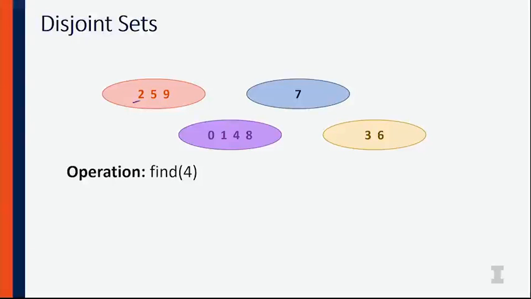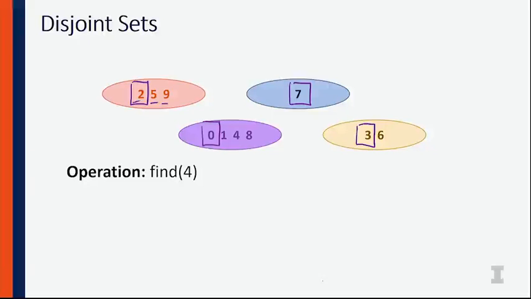So what this means is if we look at this set right here of 2, 5, and 9, the identity element for this set is 2. The identity element for this set here is 7. The identity element for the set 0, 1, 4, and 8 is 0. The identity element for the set 3 and 6 is 3. The big idea is we need to make sure that the identity element for every single set is unique so that we can differentiate sets from one another, but we now know that the identity of every single element within a given set is going to be the exact same thing.